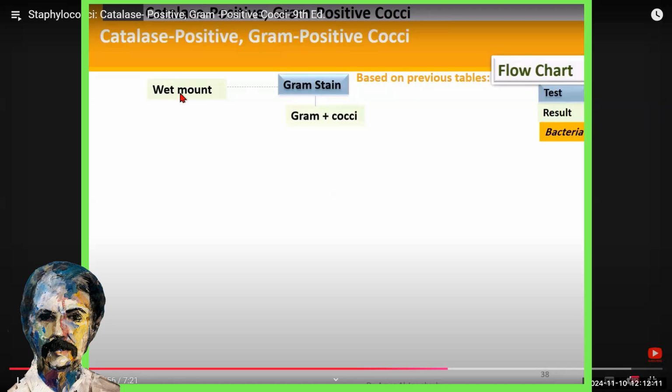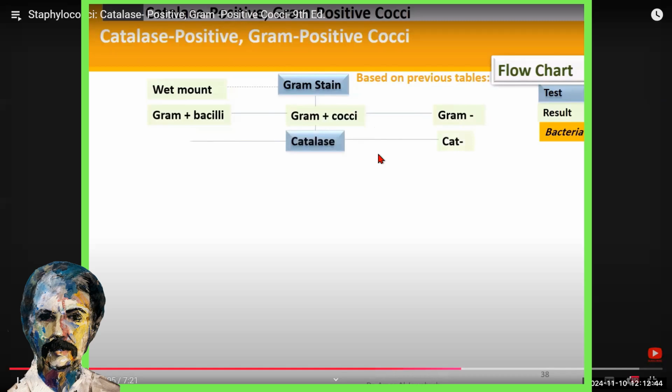So gram stain: gram positive cocci, gram positive bacilli, and gram negative. Gram positive bacilli is something else. We'll talk about this in later chapters in this course. The gram negative is the next chapter, or the chapter after the next one. And if it's gram positive cocci, then you go down as shown here, catalase. So gram stain and catalase come first, on top of the flow chart.